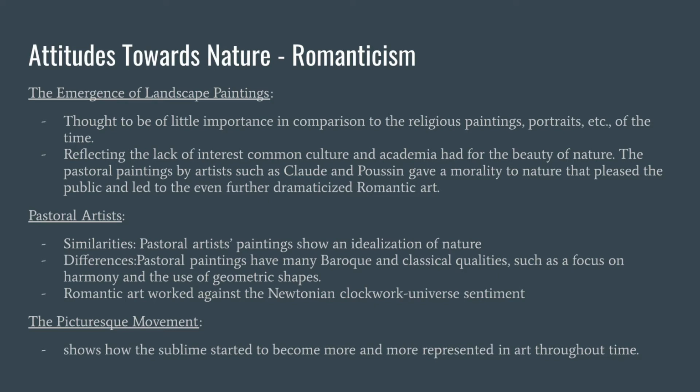There was a slow transition to Romantic landscape painting, with the picturesque movement in between. The picturesque movement shows how the sublime started to become more and more represented in art throughout time.